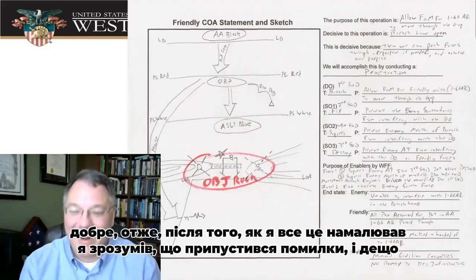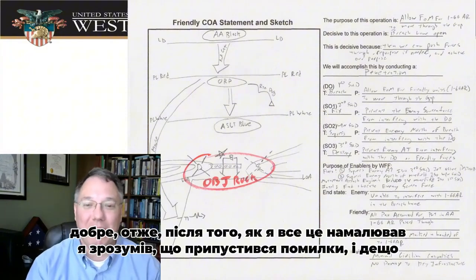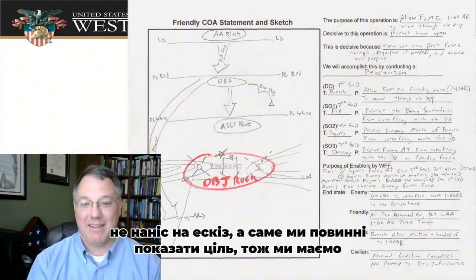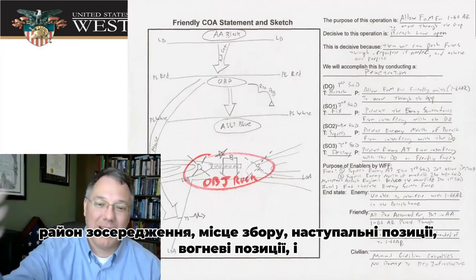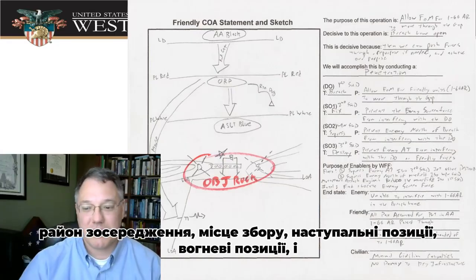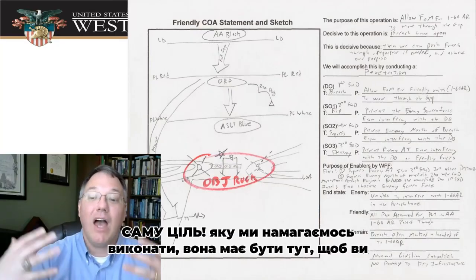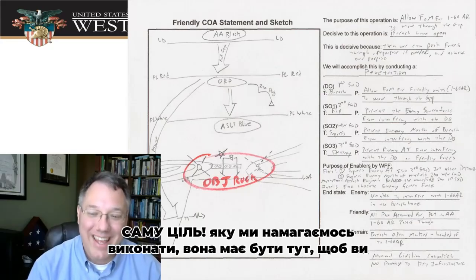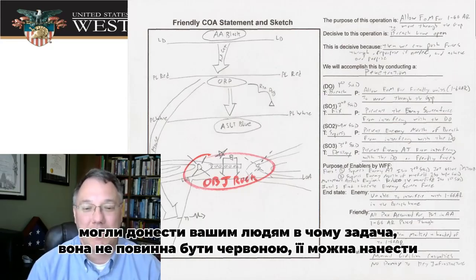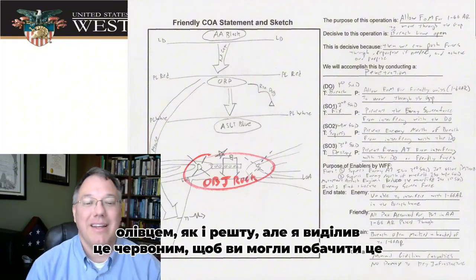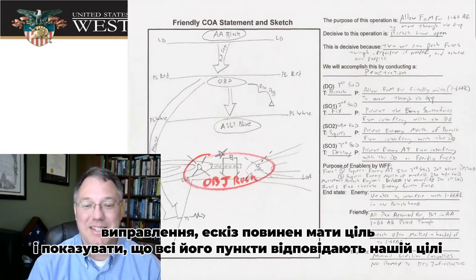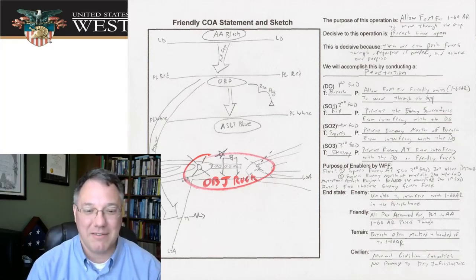All right, so after I put this all together, I realized I made a mistake and I left something out of the COA sketch. You've got to show the objective, right? So we've got the assembly area, the ORP, any assault positions, support by fire positions, things like that. And then the objective itself that you're trying to hit needs to be on there, so when you talk about it, people know what it is. So here, it shouldn't be in red. It should be in pencil like the rest of this, but I highlighted it in red just so you could see that the correction's there. It should have an objective and show that those items are on our objective.